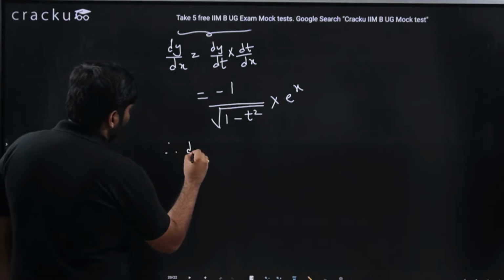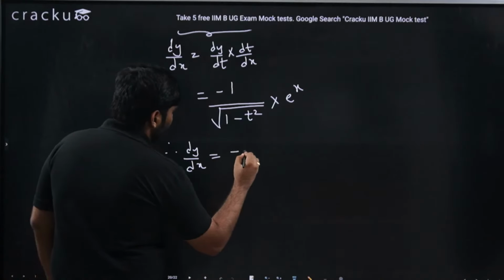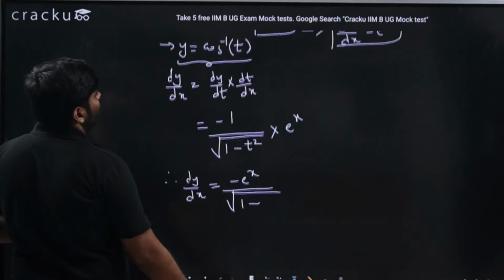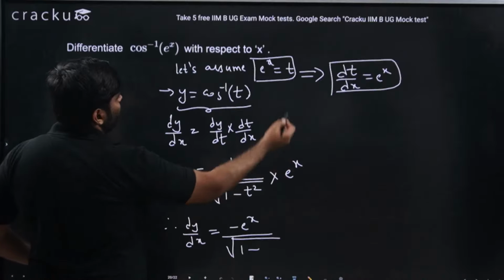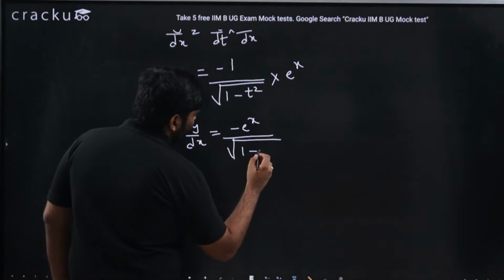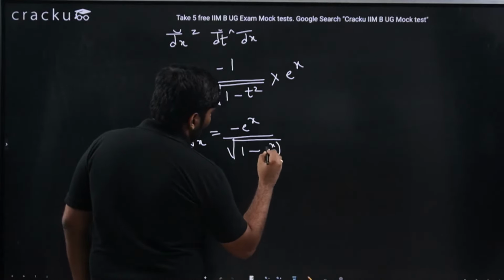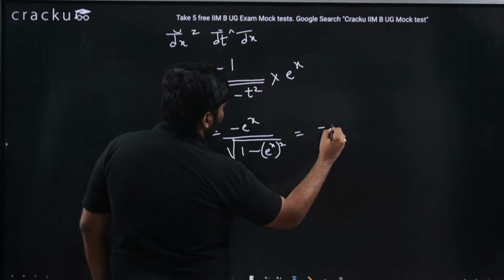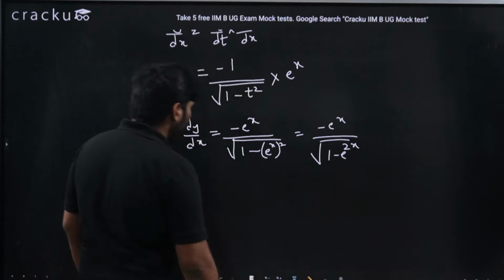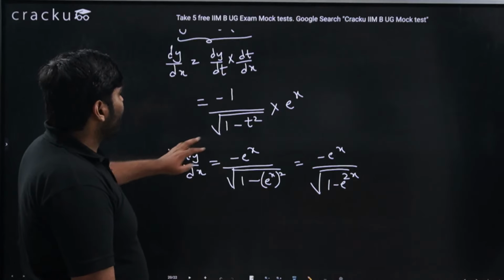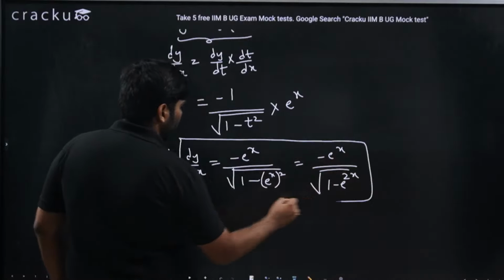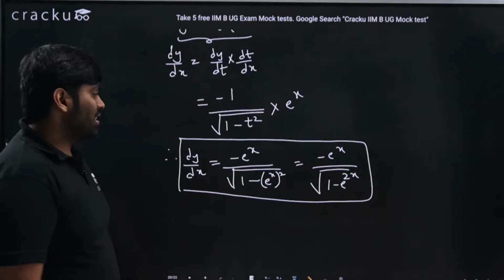Therefore dy by dx turns out to be minus e power x divided by root over 1 minus t square. But what is t? t is nothing but e power x. So it is minus e power x by root over 1 minus e power x whole square, that is minus e power x by root over 1 minus e power 2x. Writing t as e power x, we get dy by dx equal to minus e power x by root over 1 minus e power 2x.